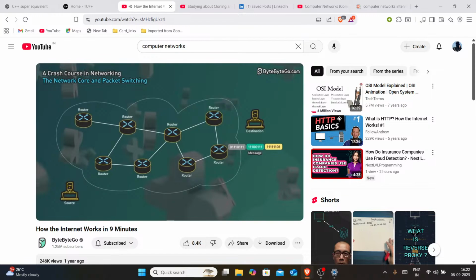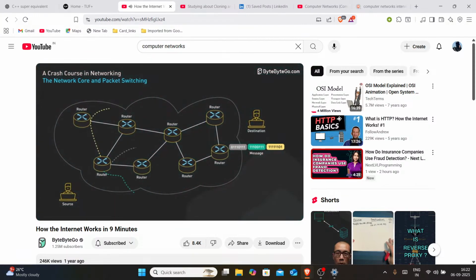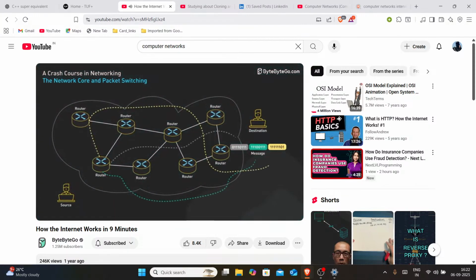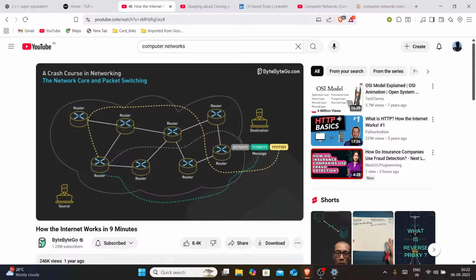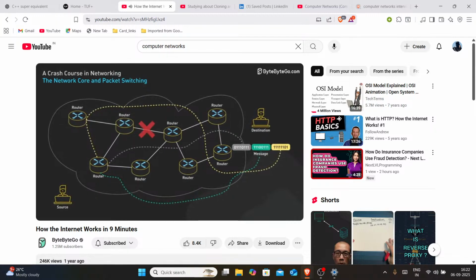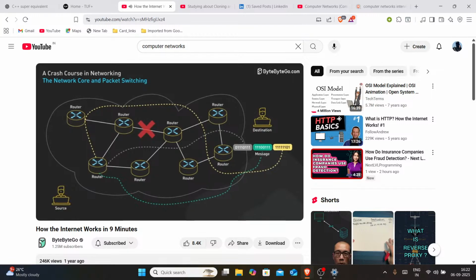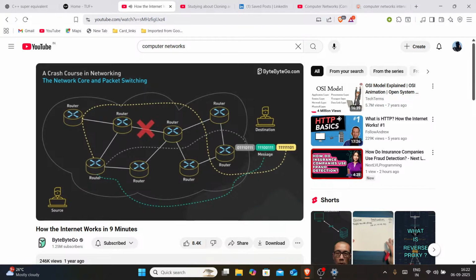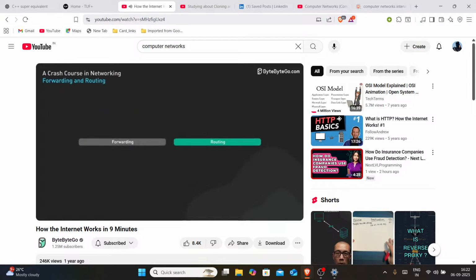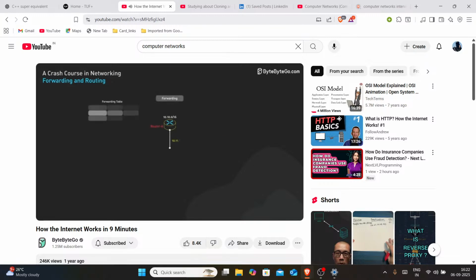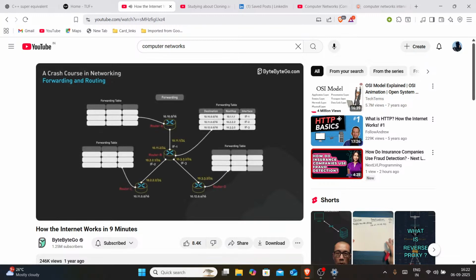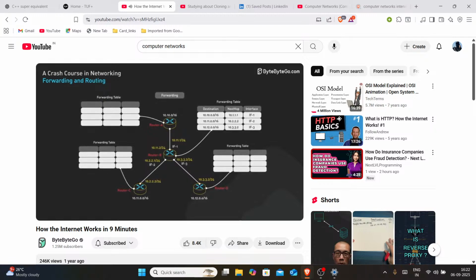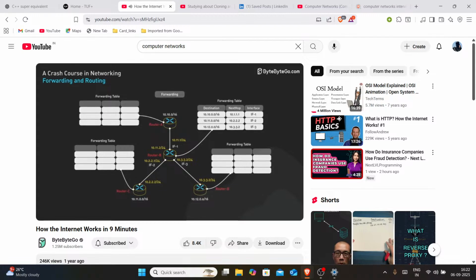This method has several advantages. It allows the network to handle multiple communications simultaneously, making efficient use of the available bandwidth. It also provides resilience. If one route is congested or fails, packets can be rerouted through different paths. There are two key functions performed inside the network core: forwarding and routing. Forwarding is the local action of moving an arriving packet from a router's input link to the appropriate router output link. It's controlled by a forwarding table inside each router.